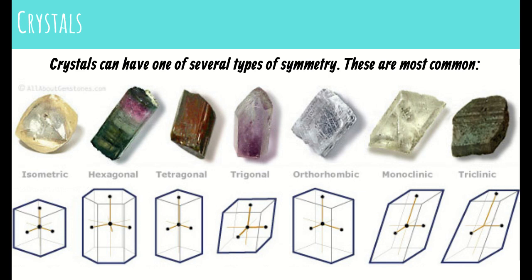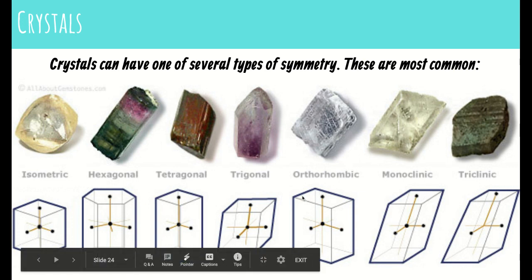So you can have lots of different types of symmetry with crystals. These are kind of your most common ones, and these are the ones we're going to talk about today with your assignment whenever you get to that. So this is what these shapes look like if you were to draw them out, right?